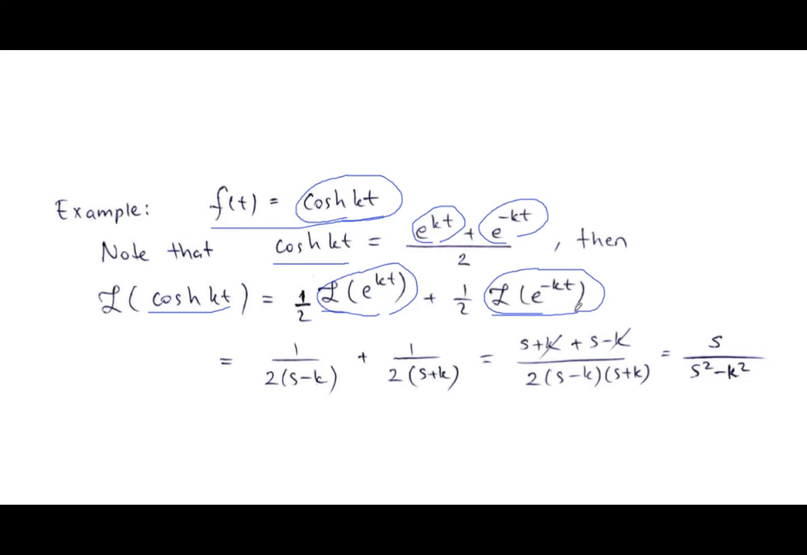examples. So if you directly substitute, as you see, you substitute this one, and you can substitute the second one as 1 over s plus k, and then just rearrange, and you end up with s over s squared minus k squared. So this is the Laplace transform for the hyperbolic cosine kt.